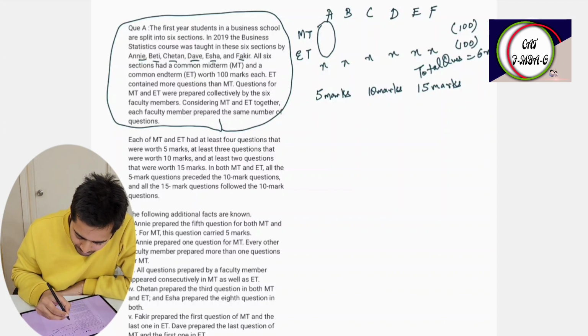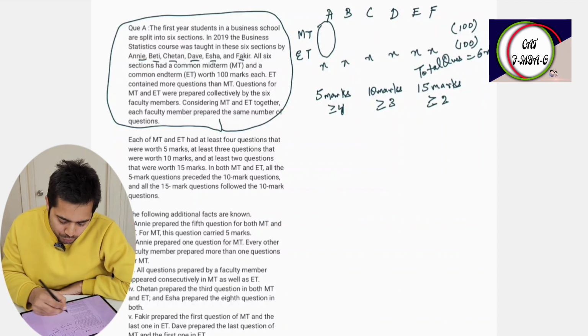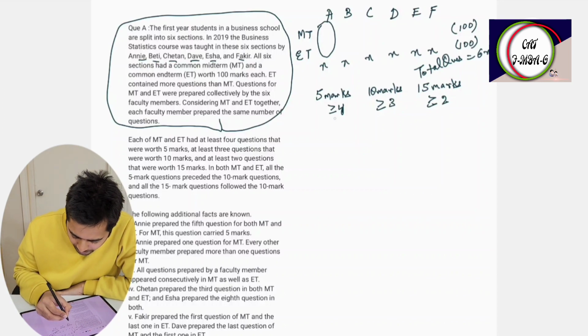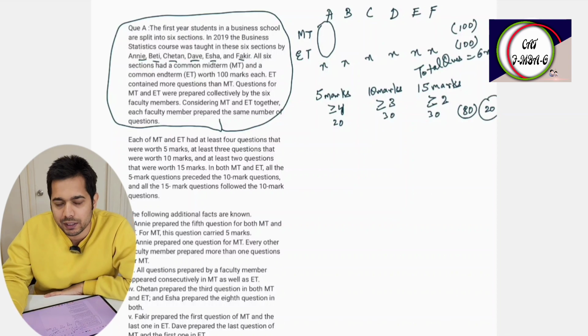And in both MT and ET, at least 4 questions will be there from 5 marks, so greater or equal to 4. At least 3 questions will be there from 10. At least 2 questions will be of 15 marks. So total how much marks are there? 20, 30, 30. We are able to accommodate only 80 marks till now. So 20 more marks we have to accommodate.